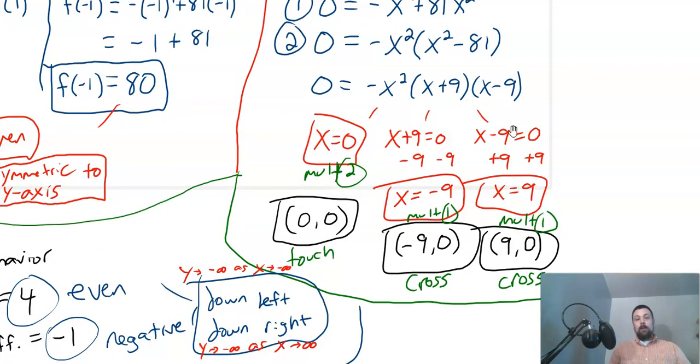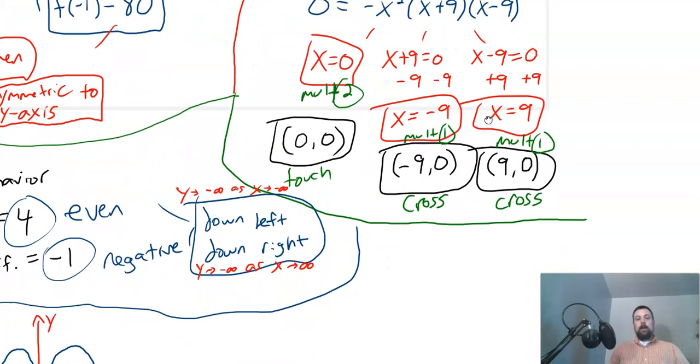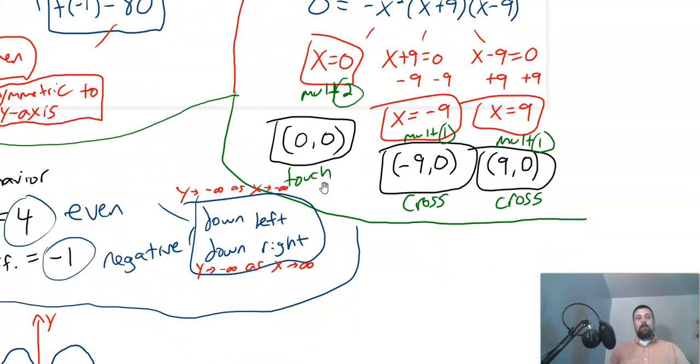And then I set each factor equal to 0 and solve for x in each case. So we get x equals 0, x equals negative 9, x equals positive 9. Those are my three x-intercepts, which give me (0, 0), (-9, 0), and (9, 0).